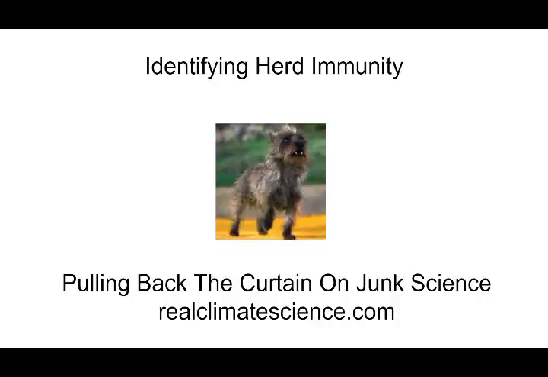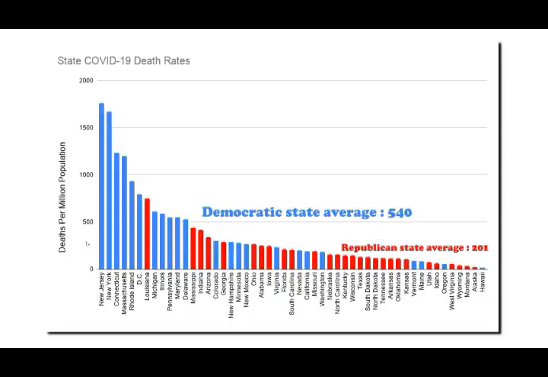In this video, we're going to be looking at how to identify herd immunity. This graph shows COVID-19 deaths per million at each of the 50 United States. The two deadliest states are New Jersey and New York, with more than 1,500 deaths per million. I've annotated the graph with Democratic states in blue and Republican states in red.